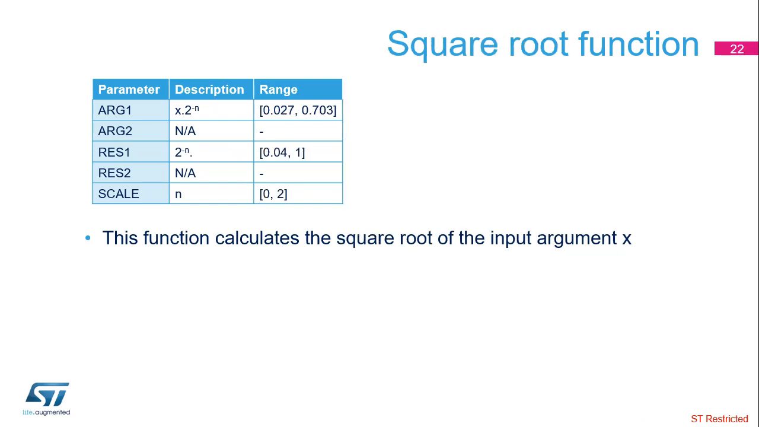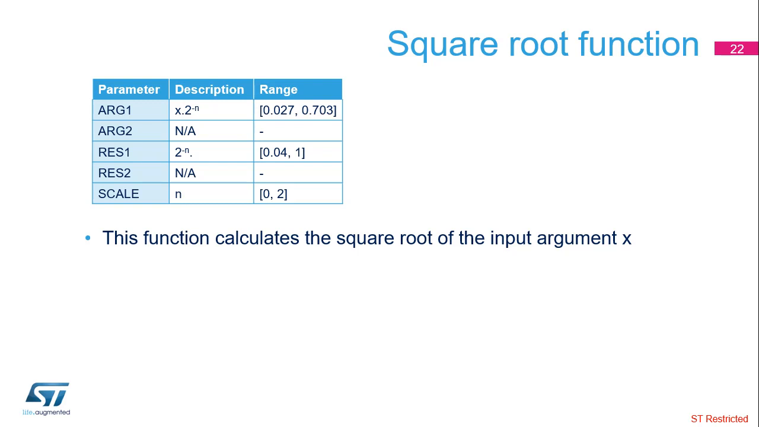This slide describes the features of the square root function. The primary argument is the input value x. Only values of x in the range 0.027 to 2.34 are supported. The value x must be scaled by a factor 2 to the minus nth, such that x times 2 to the minus nth is less than 1 minus 2 to the minus nth minus second.